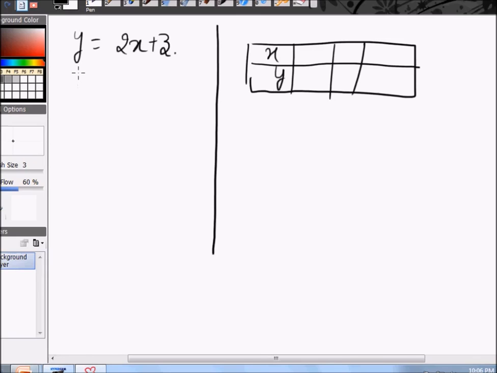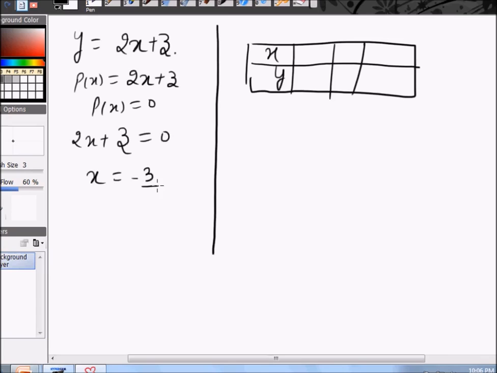Guys, to find 0 of this polynomial, let us put p(x) equal to 0, which gives us 2x plus 3 equal to 0, which gives x equal to minus 3 by 2 as the 0 of this polynomial.